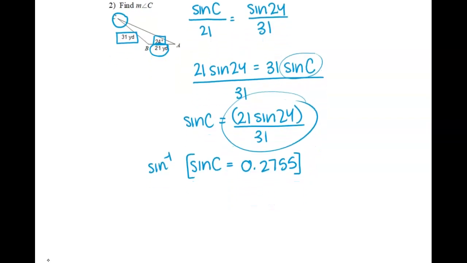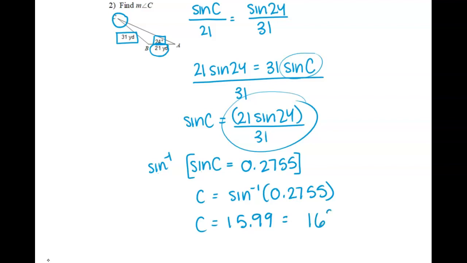And now on the left side of this equation, the inverse sine and the sine cancel, so we have C. And that's going to be equal to the inverse sine of 0.2755. Put that in your calculator. You should get 15.99, which we will round to 16 degrees.